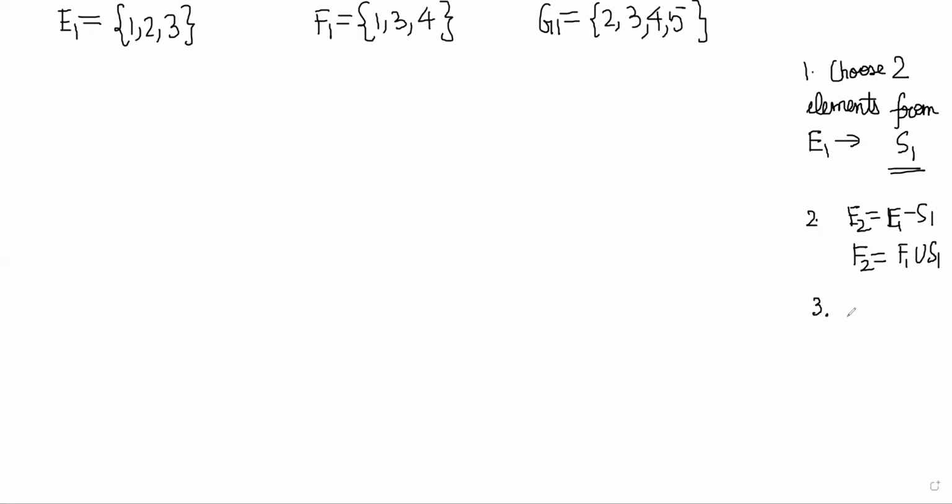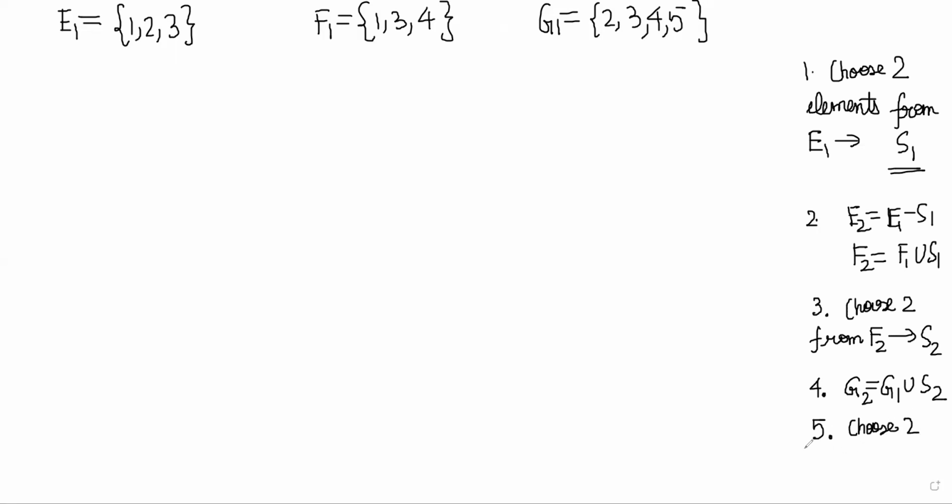What was the third step? The third step was choose two from F2 and call that S2, right? Fourth step was say that G2 is equal to G1 union S2, right? Fifth step was choose two again from G2 and we call that as S3, right?